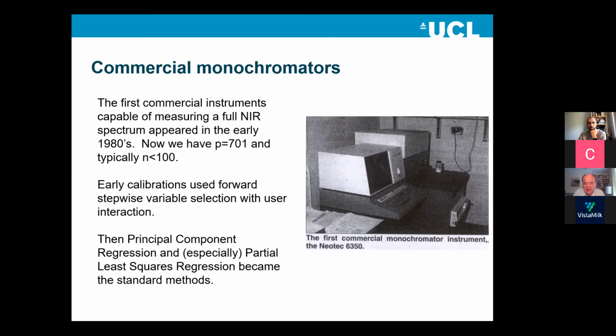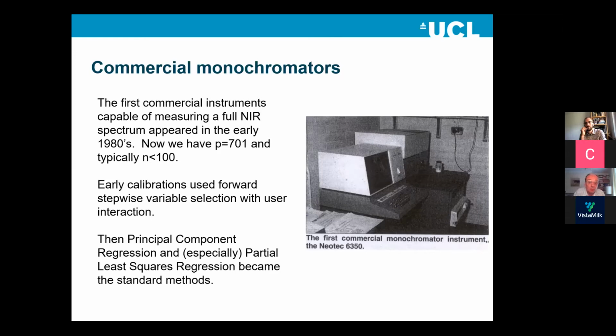The first calibrations, and interestingly, there were quite a lot of people working on the same problem. So back in the 1980s in the UK, there were quite a lot of agricultural research institutes. There was a grassland research institute near Henley, near Maidenhead. There was a Scottish crop research institute somewhere up on the borders. Aberdeen University had an instrument and were working on those sorts of applications. So there was a lot of collaboration, and we were all struggling to try and find the right way to analyze these data.